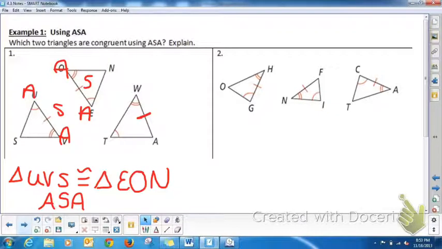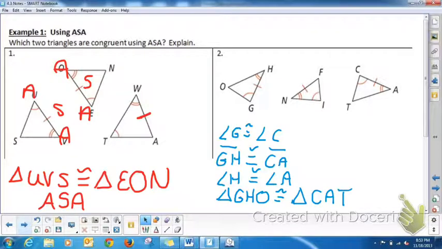You try number 2. Which two triangles are congruent using angle side angle? They have to match. Take a minute, see if you can figure it out. So if you guessed the first one and the last one, triangle GHO and triangle CAT, you were right.